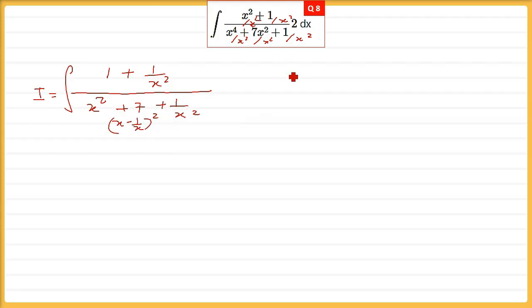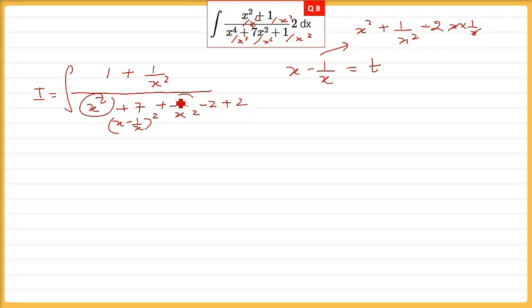This x minus 1 by x square, you already know what it opens up to be. X minus 1 by x will be put as t. As I told you, x square plus 1 by x square minus 2 into x into 1 by x is the expansion of x minus 1 by x whole square. So if you add a 2 and subtract a 2, these three terms, x square, 1 by x square, minus 2, together will constitute x minus 1 by x whole square. So I'm writing these three terms combined together in the form of x minus 1 by x whole square. 7 plus 2 will remain, which will be 9.